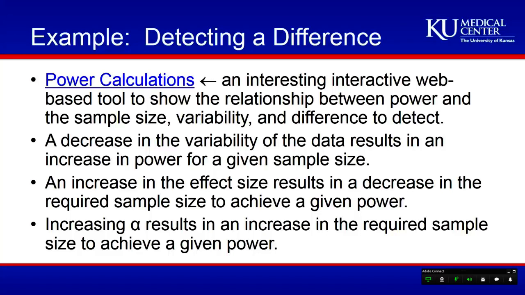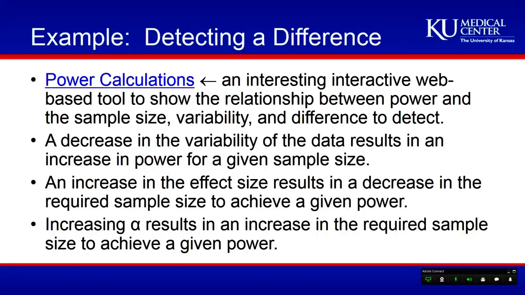Increasing your risk of a type 1 error, increasing your risk of a false positive finding, allowing alpha to be a little bit bigger, actually results in a decrease in the required sample size to achieve a given power. Actually, I think that I said that backwards. What I mean is tightening or controlling alpha at a smaller level results in an increase in the required sample size.